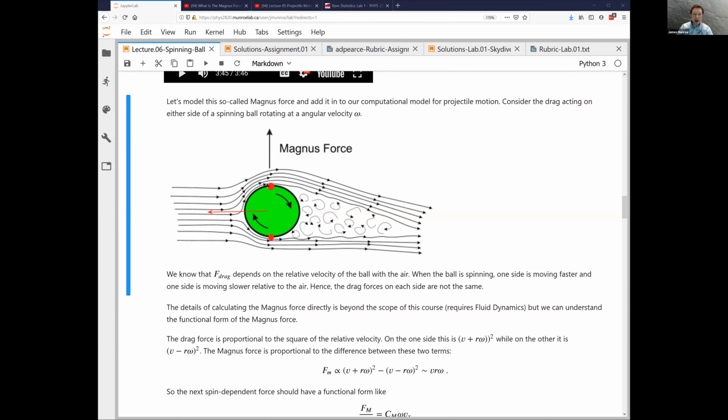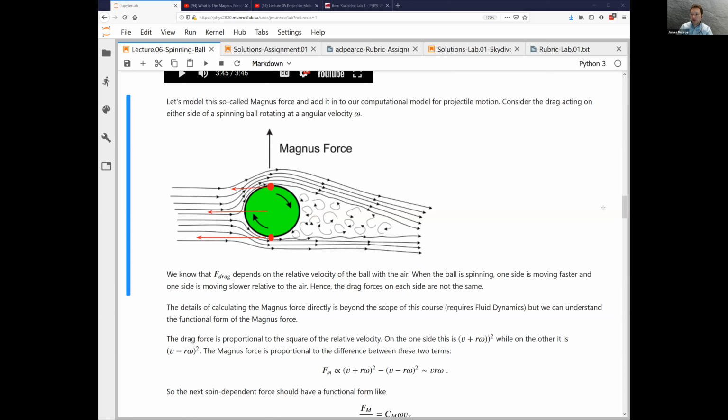Because the thing is moving backwards, on this side, the velocity relative to the air of this side is a little bit, I want to make sure I get the arrows correct here. Yeah, it's a little bit slower, and on this side, it's a little bit faster. So the center of mass of the ball is moving at a certain speed, but the two edges are moving at slightly different speeds because it's also spinning around.